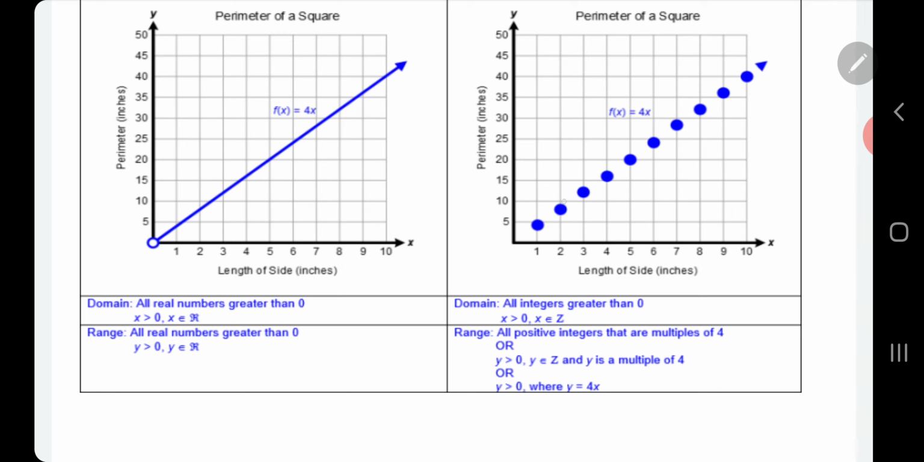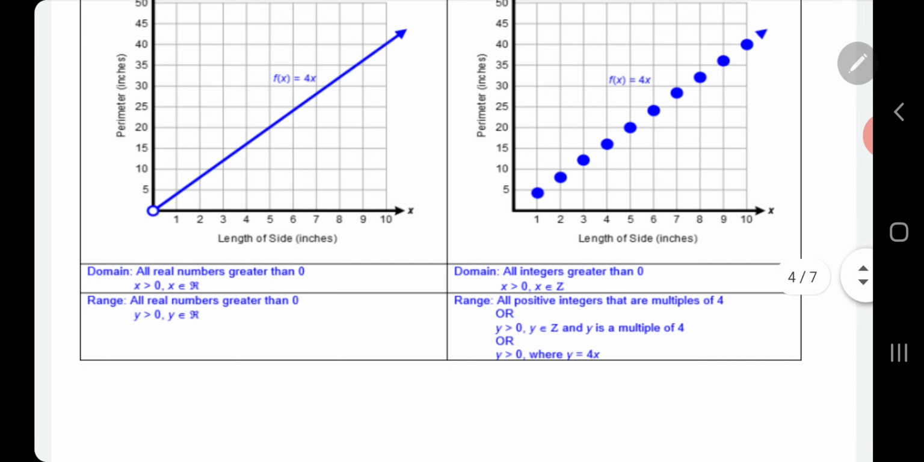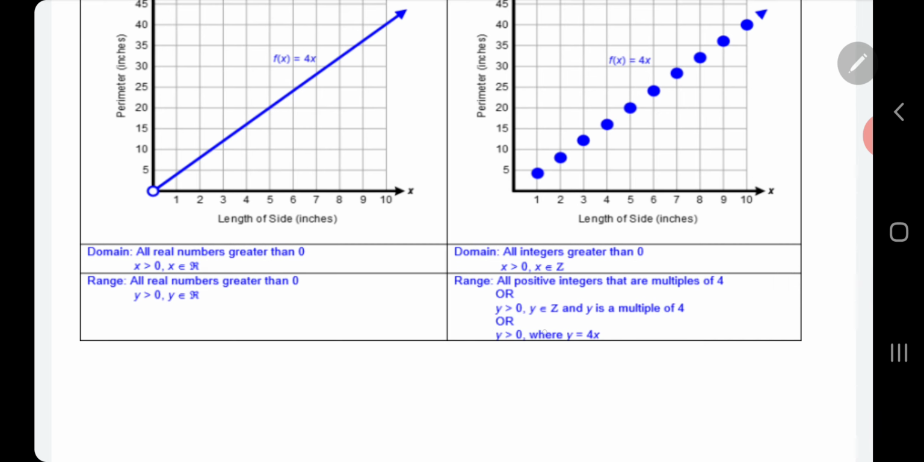Our range, once again, we're going up forever. So we're greater than 0 at all times, but not equal to 0. And y, once again, is an integer as well because we're never like half. Our perimeter is never half or a third or anything like that. It's always an integer. But it's always an integer that's a multiple of 4. So notice that when x is 1 we got 4, and when the x value is 2 we got 8. Notice how the range is going 4, 8, 12, 16, 20. And it's always increasing by a multiple of 4. Or we can just write it as y is greater than 0 or y is equal to 4x. That's pretty much saying y is a multiple of 4 as well.